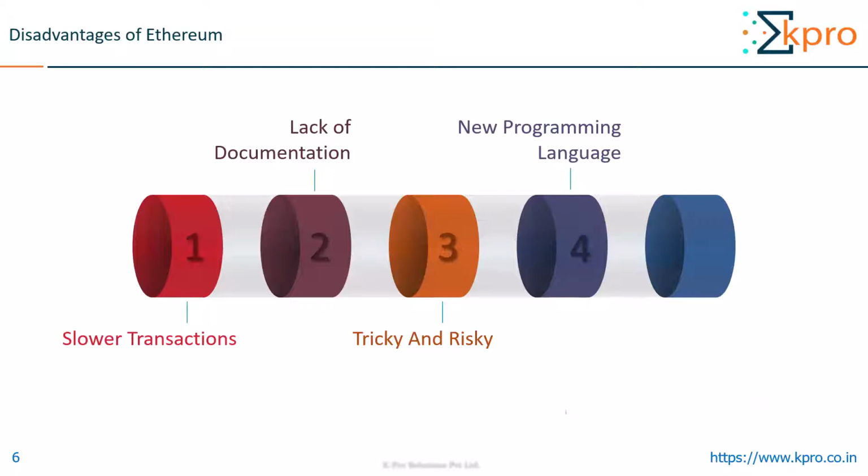Fourth one is new programming language. So Ethereum uses its own programming language, which is Solidity, which leads programmers to make mistakes while writing the code. Fifth one is scalability issues. So we all know that the blockchain is increasing every day, so storing the entire database becomes a problem. So these are a few disadvantages of using the Ethereum blockchain.